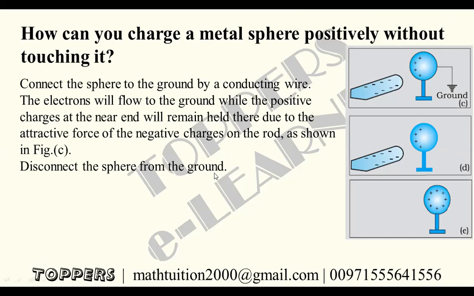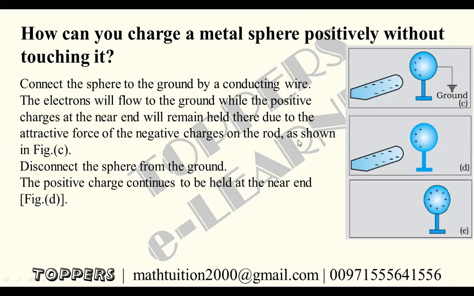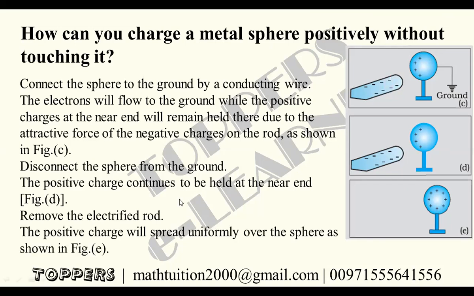Disconnect the sphere from the ground. So we are removing this grounding. The positive charge continues to be held at the near end because this source negatively charged body is near there. So this positive charge will remain there. Now remove the electrified rod. This electrified rod, we are removing this one. What will happen? The positive charge will spread uniformly over the sphere as shown in figure E. See, it is uniformly distributed.